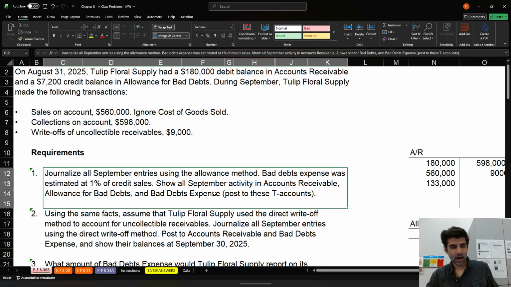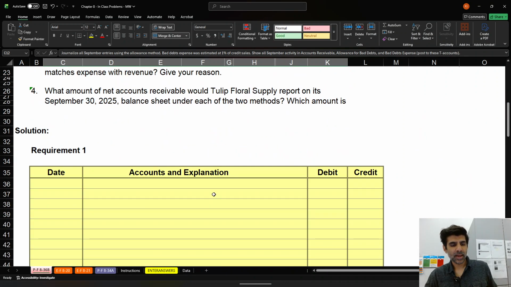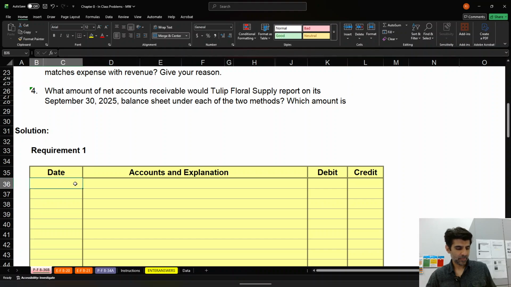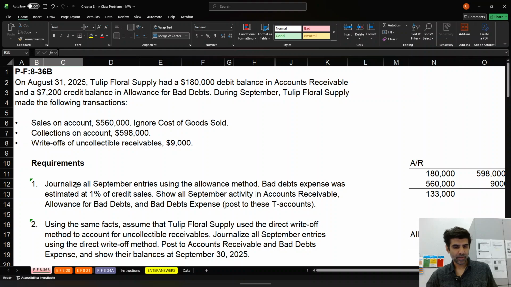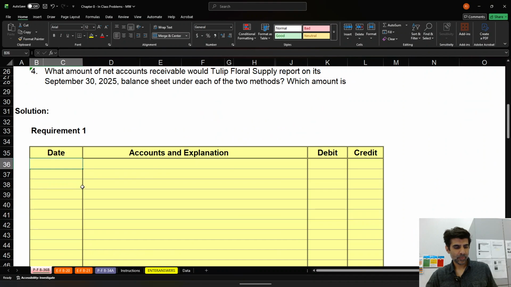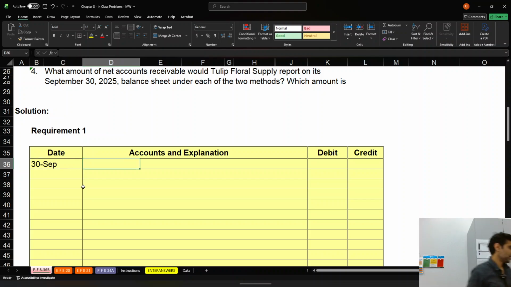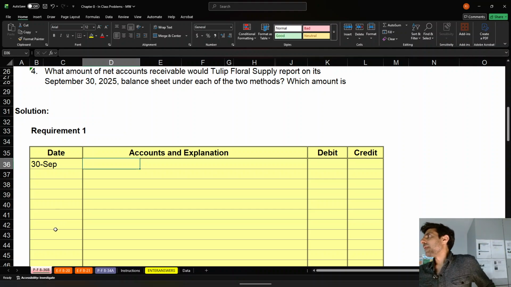Okay, so how much should I take as my adjusting entry for bad debt? This is again going to be dated on September 30th. This is an adjusting entry. What do you guys think? Anyone have any opinions on what the adjusting entry is? Yeah, Mohammed.